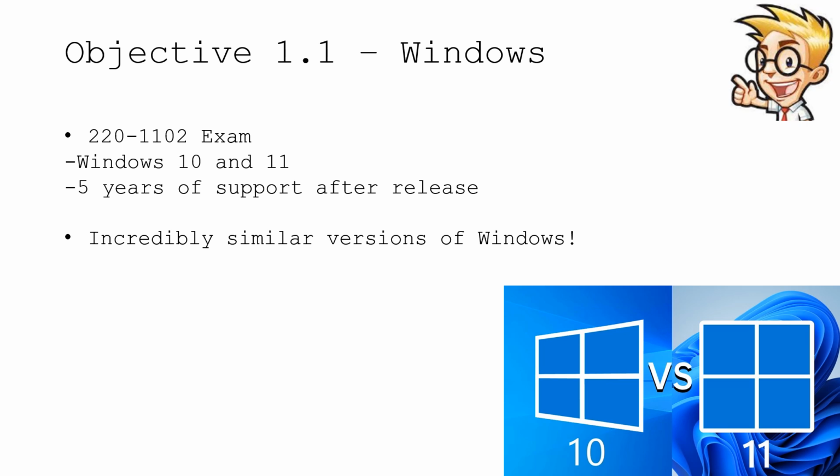The CompTIA exam objectives list all of the Windows versions and editions that you need to know. So you need to make sure you download the latest version of the exam objective from the CompTIA website. Although you have to be familiar with both Windows 10 and 11, once you know one of them a great deal, the other one is quite similar and easy to use.